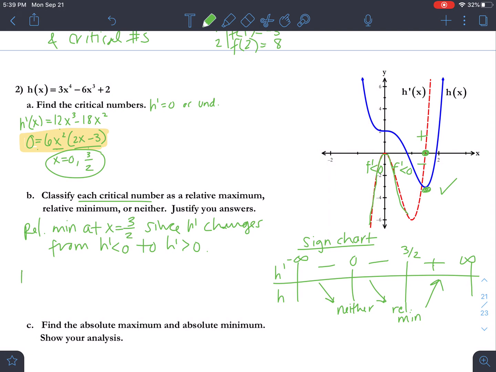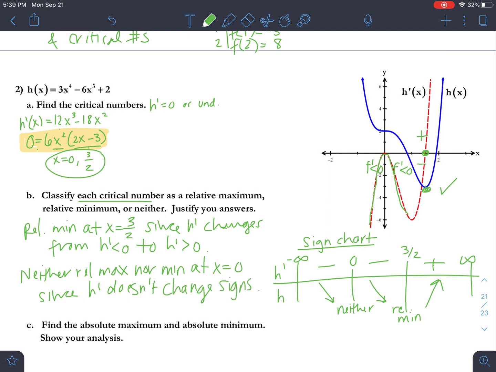And then the other guy, we have neither a relative max nor a relative min at x equals 0 since h prime doesn't change signs. It went from negative to negative, so it doesn't change signs, therefore not a max or min. And again, we did it to classify both and give those justifications.